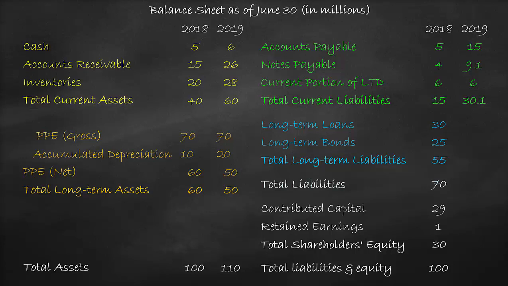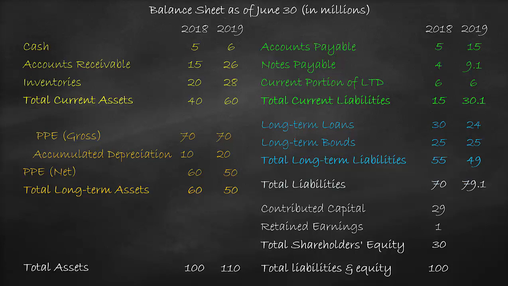For long-term liabilities, we have long-term loans of $24 million, long-term bonds of $25 million. So, the total long-term liabilities is 24 plus $25 million, which equals $49 million in total. Therefore, total liabilities is $30.1 million plus $49 million, which comes to total liabilities of $79.1 million.